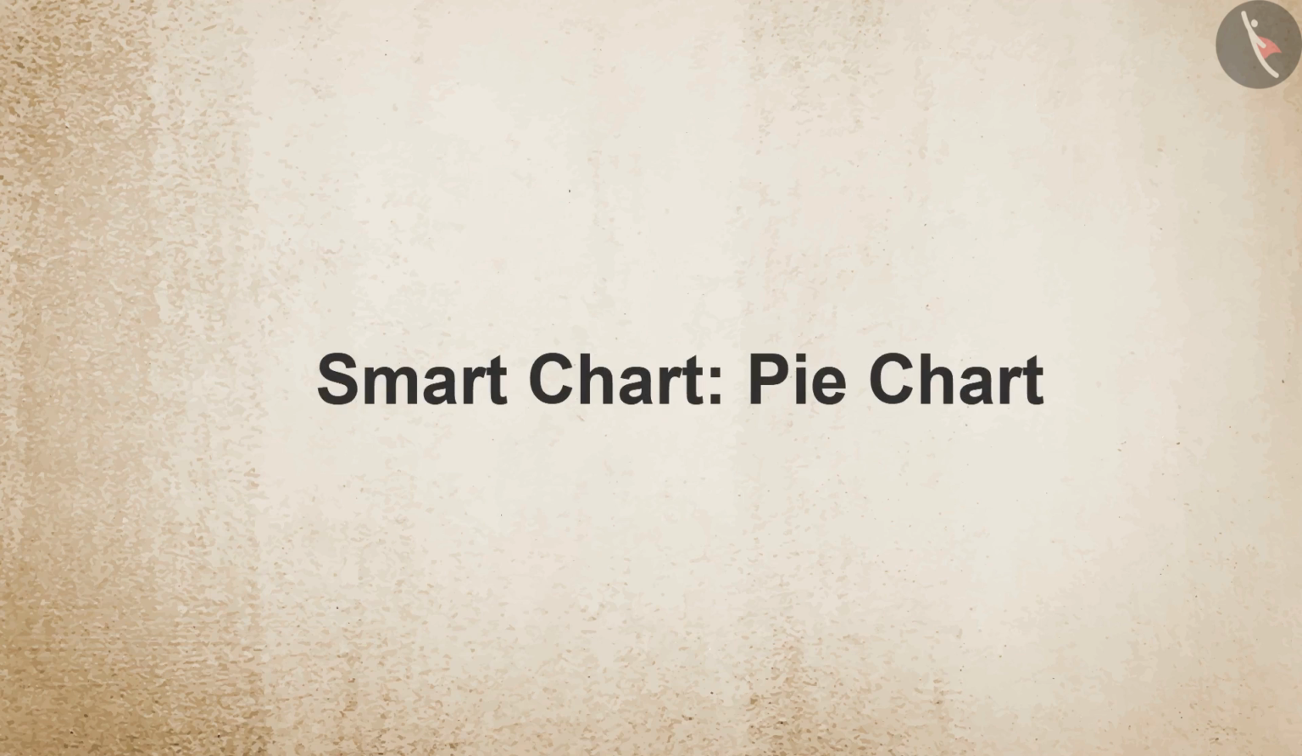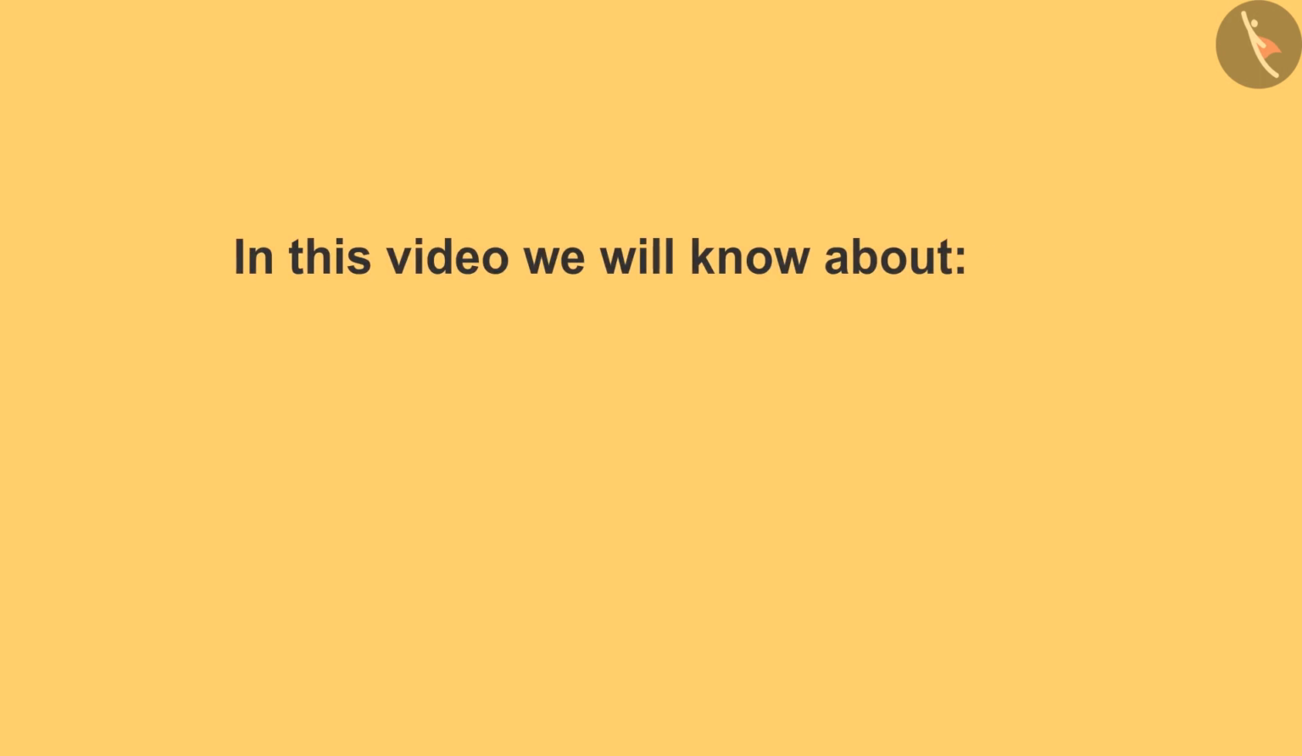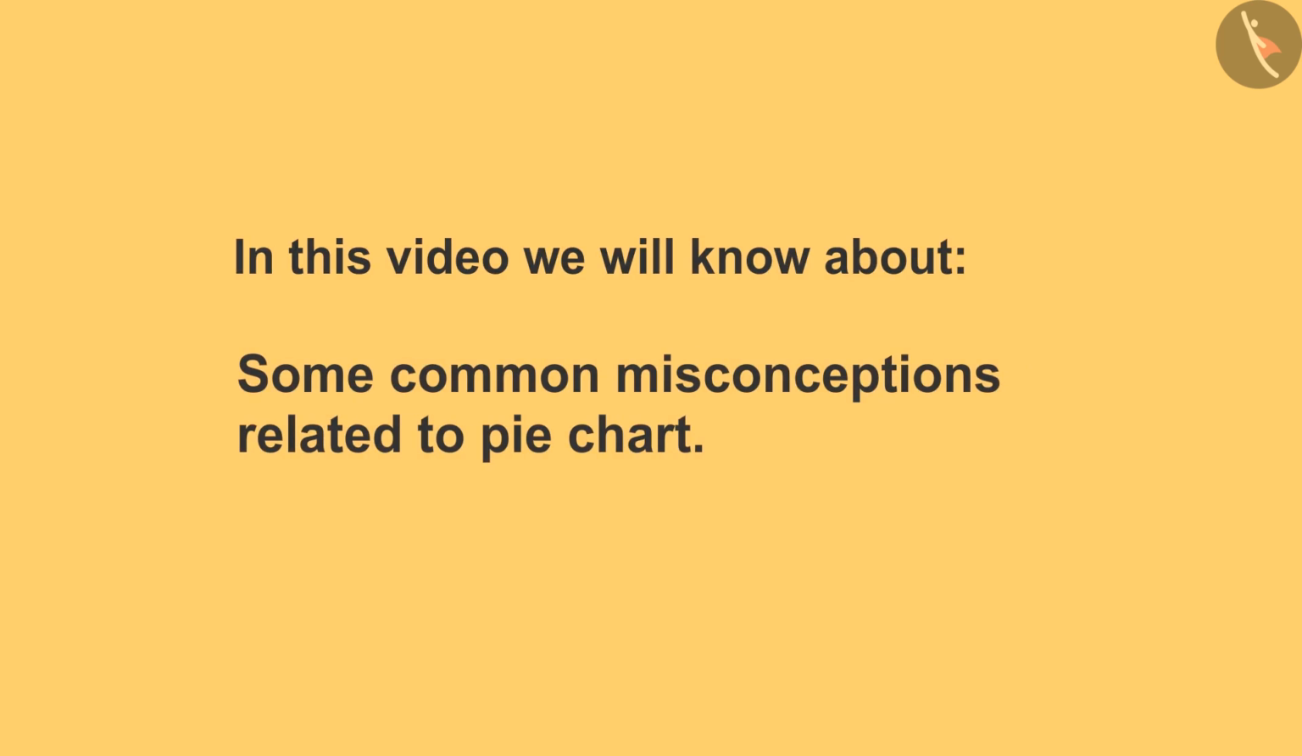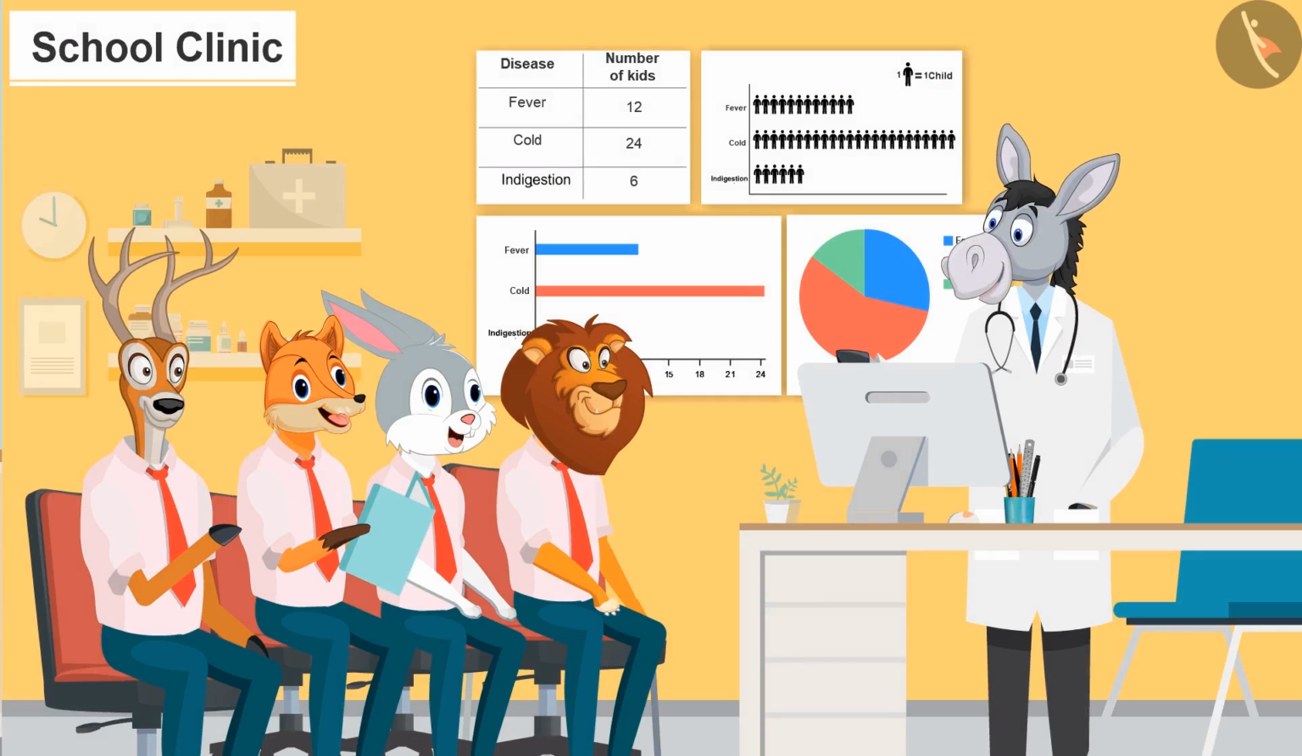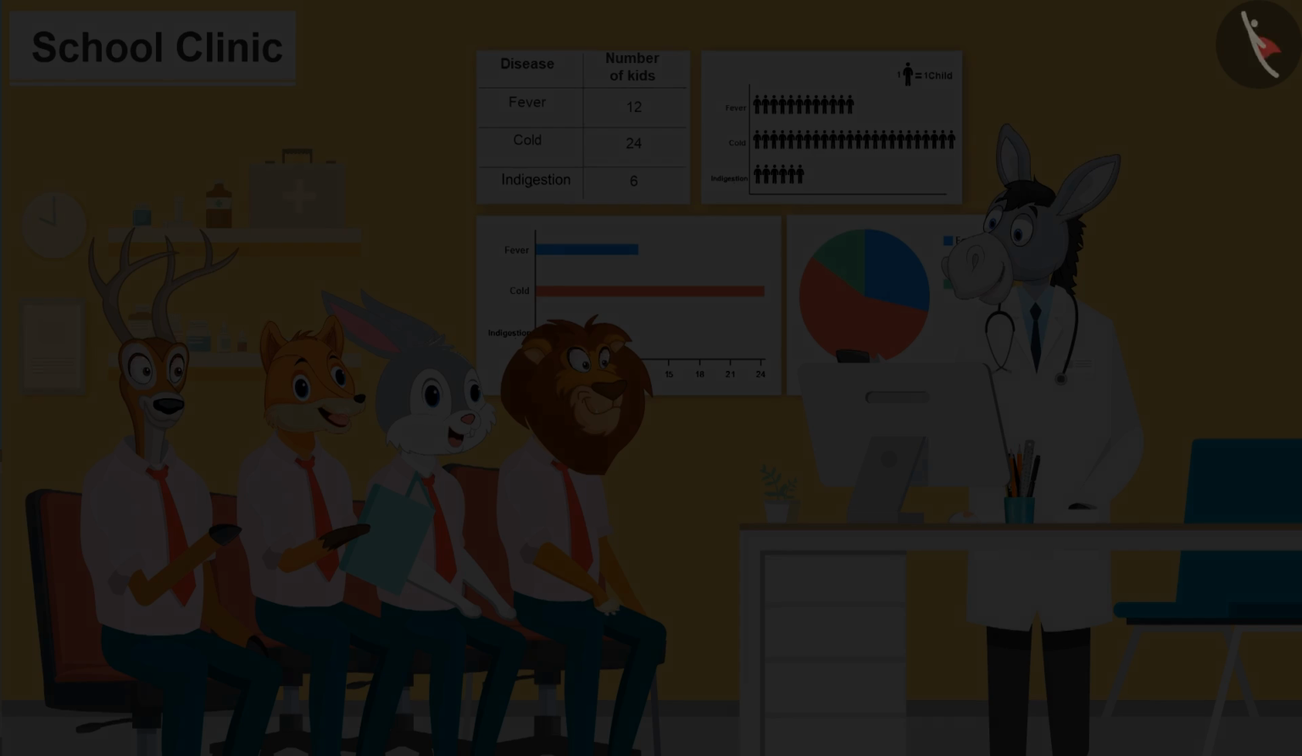Smart chart, pie chart. In this video, we will know about some common misconceptions related to pie chart. Sometimes we consider 1/4 and 3/4 to be equal while calculating. Is this a right belief?